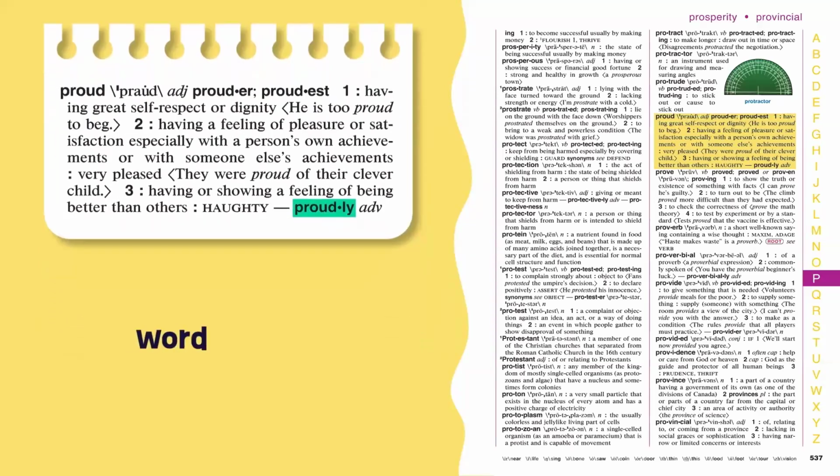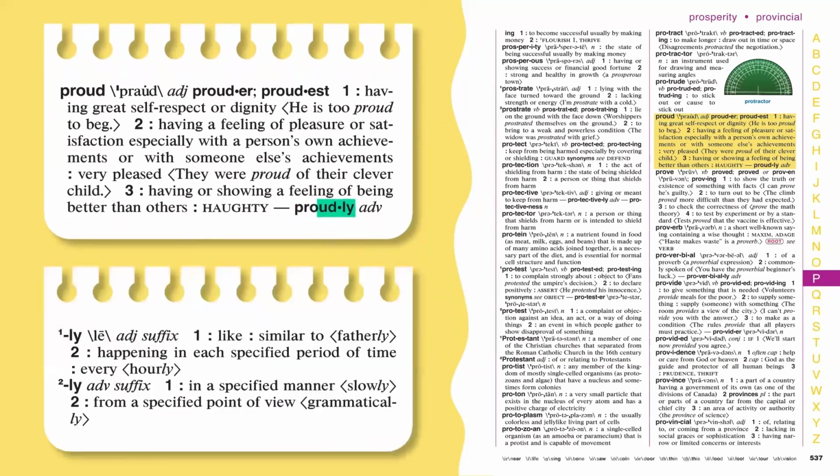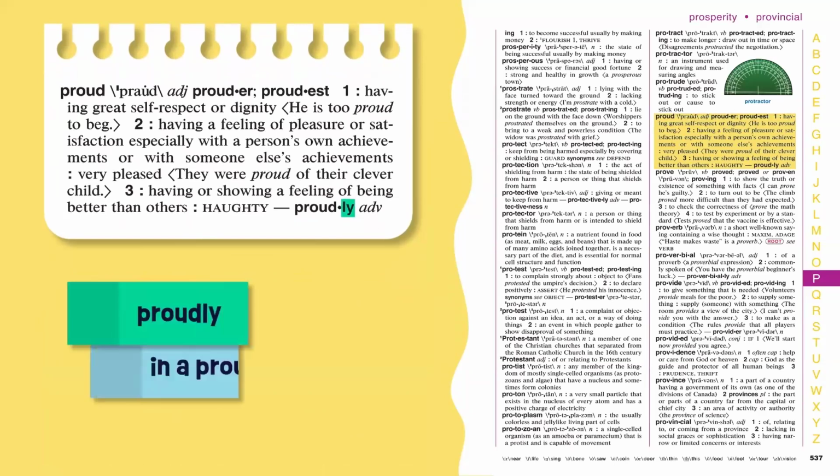At the end of some entries, you'll see other words in dark, heavy type that don't have definitions. These are words that are formed by adding a suffix to the main entry. At the end of the entry for proud, for example, you'll find the word proudly. The suffix ly is defined as in a specified manner. So proudly means in a proud manner.